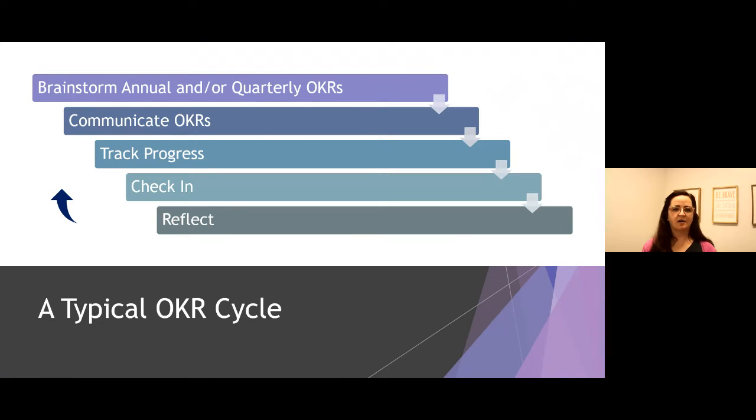So a typical OKR cycle, which of course can, like most things, kind of fluctuate, but it often sticks to this cycle, is that you're going to start brainstorming what you want those OKRs to do. And this should be something that you're visiting at least annually, if not quarterly. And again, I'll talk a little bit more about that when I do my example. You really want to communicate your OKRs. So OKRs should be out there for the world to see.